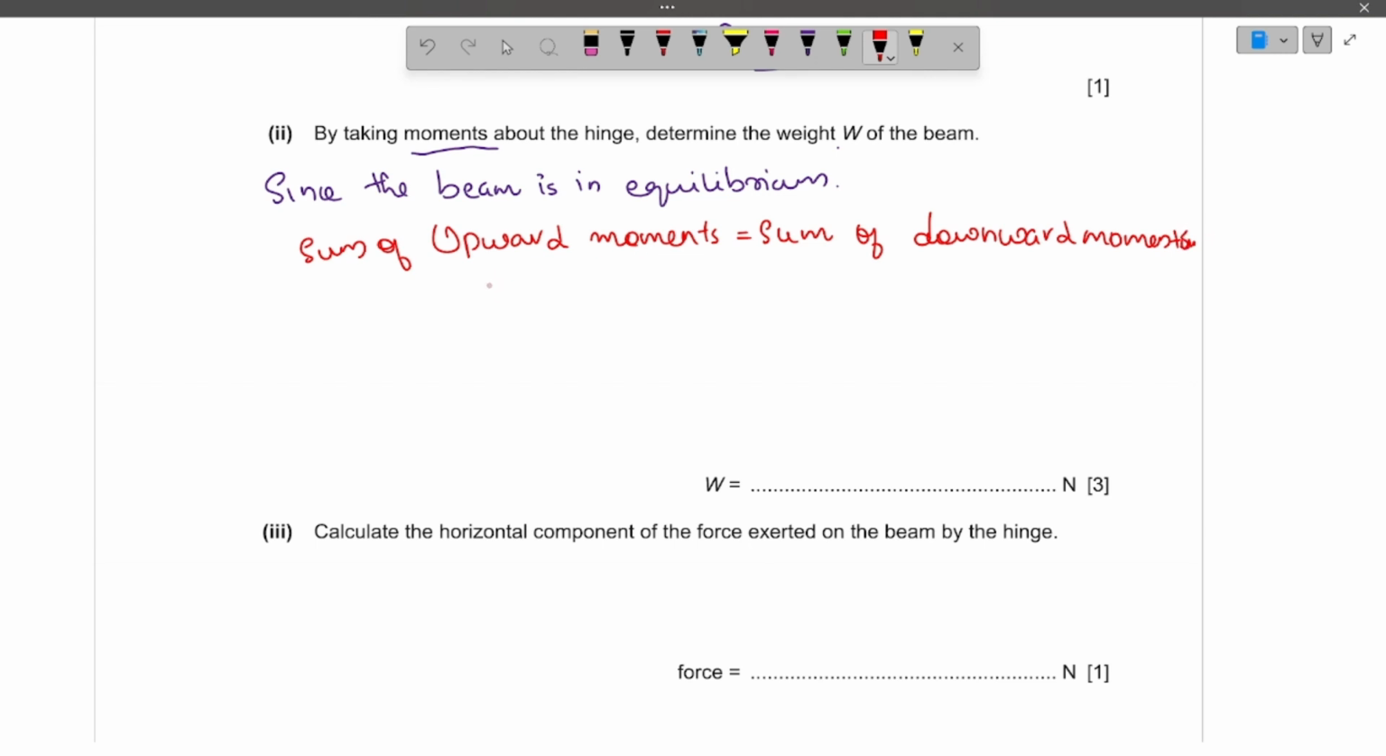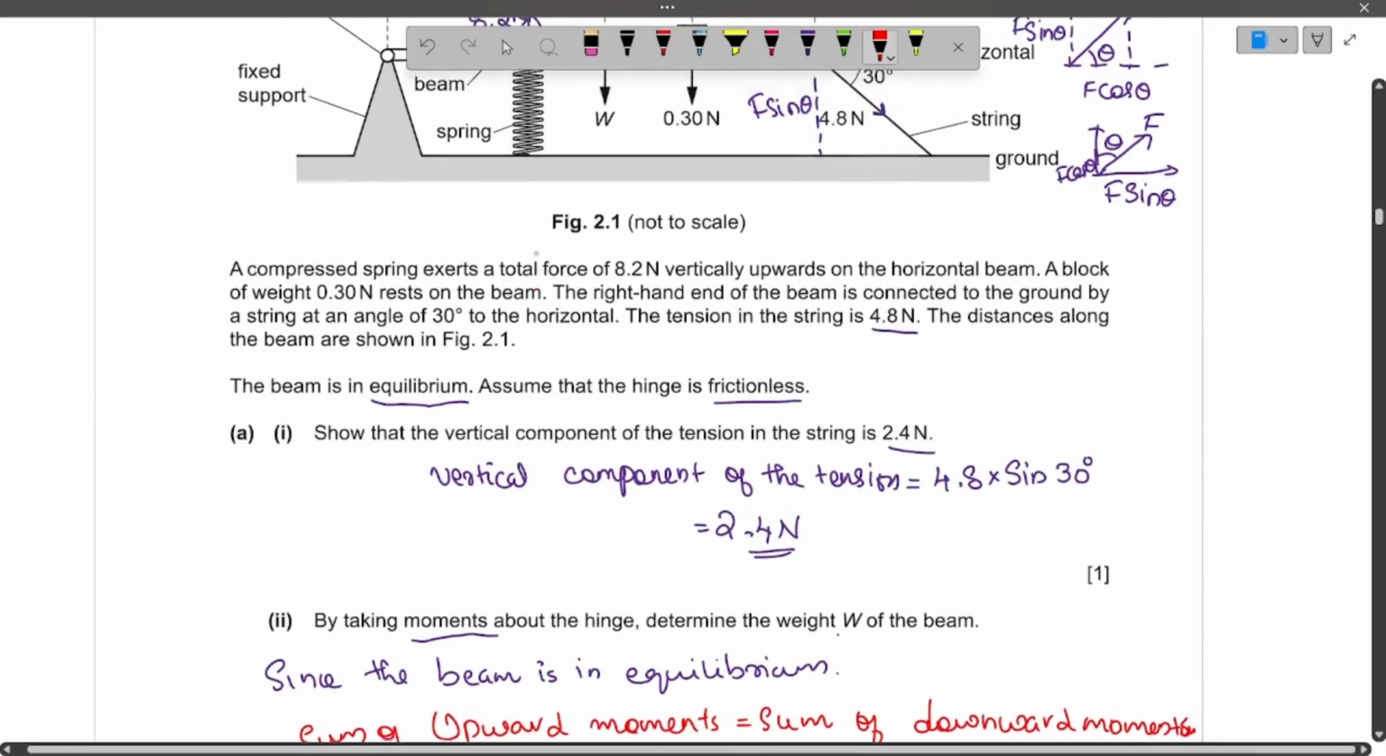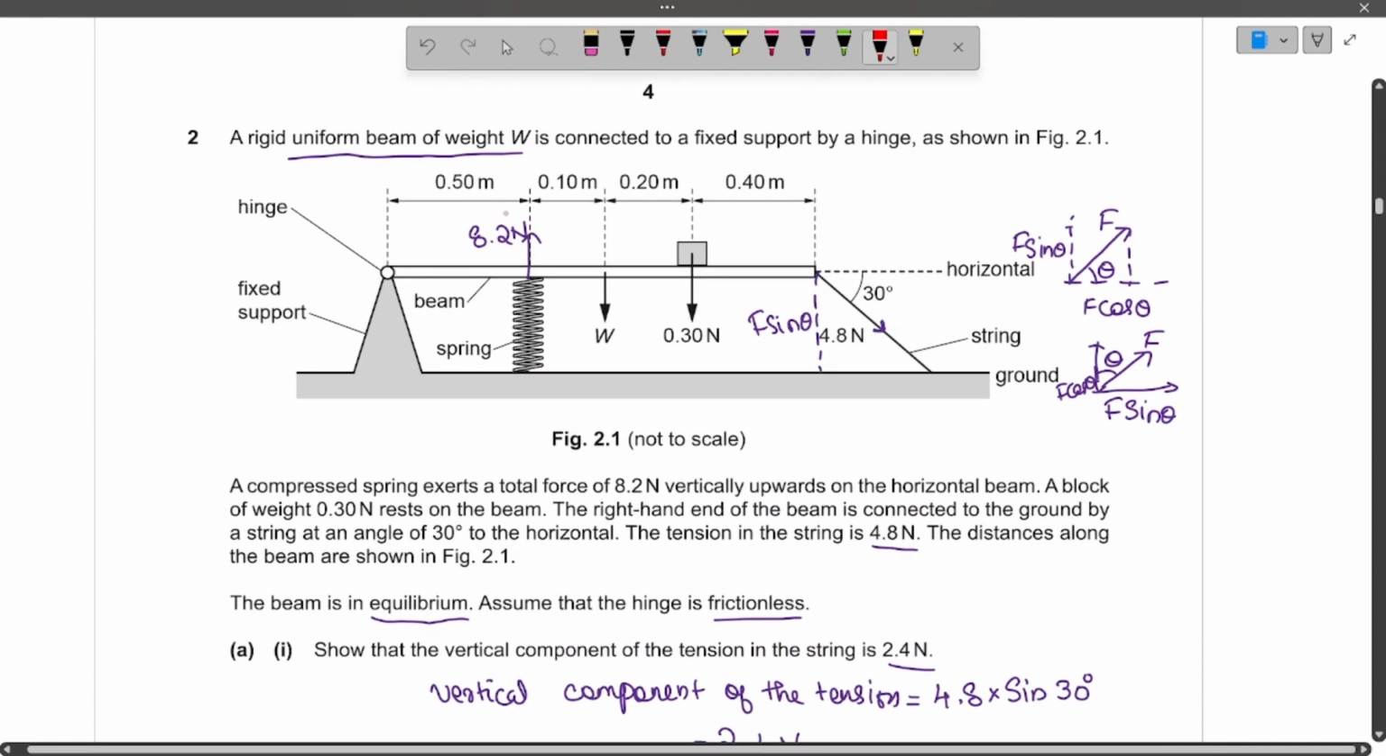So you know the moment equation. The moment of a force is the force multiplied by the distance from that pivot to that force. Okay, so here you may find out the sum of upward moments. So what are the upward forces acting on this beam? There is only one upward force, 8.3, which is exerted by this spring.